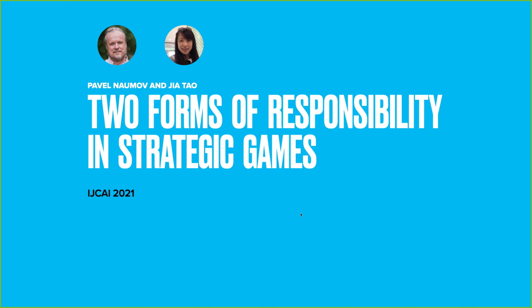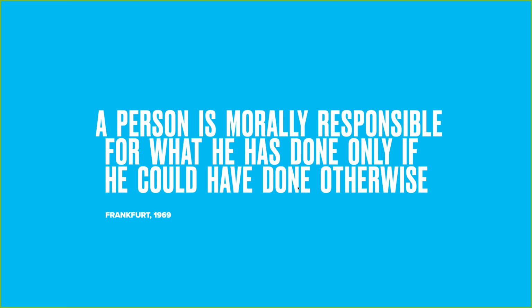Today, we're going to talk about the formal semantics of responsibility. In the literature, there have been two different approaches to defining responsibility. The first approach is based on what later became known as Frankfurt's principle of alternative possibilities. It says that a person is responsible for what has been done if and only if he could have prevented it from happening. We refer to this form of responsibility as blameworthiness.